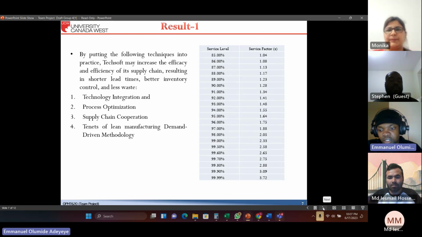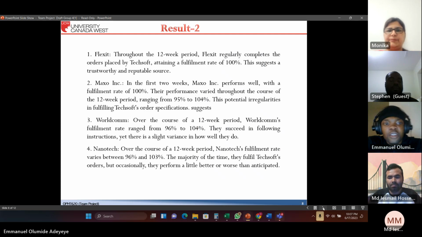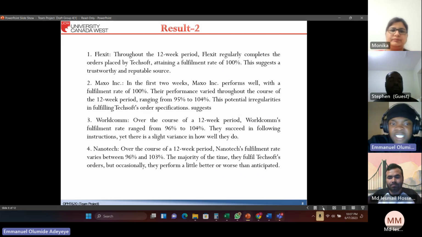Looking at the next results, we noticed that from Flexit, these are some of the suppliers of TechSoft. Throughout the 12-week period, Flexit regularly completed the orders placed by TechSoft, attaining a fulfillment rate of 100%. This suggests a trustworthy and reputable source.